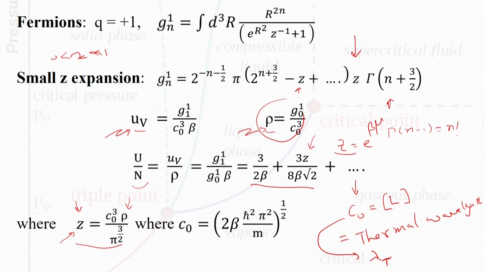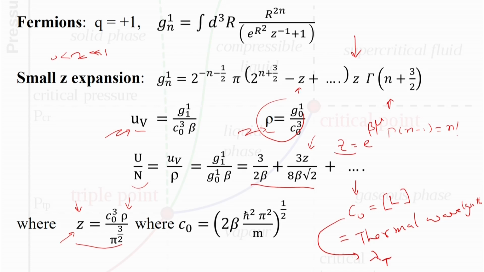The thermal wavelength is inversely proportional to the square root of the temperature of the system. Because it is inversely related to temperature, Z is the cube of that. So Z becomes smaller and smaller as the temperature of the system becomes larger and larger. So, this is basically the semi-classical limit.